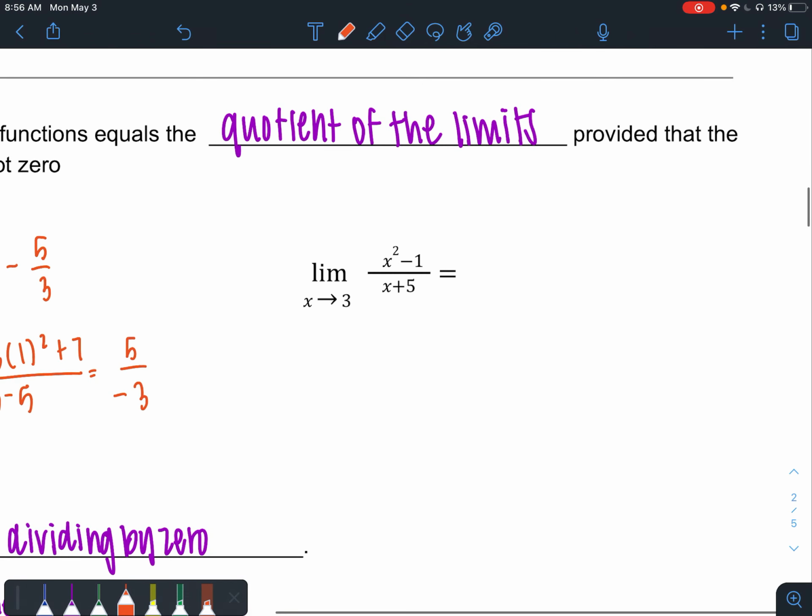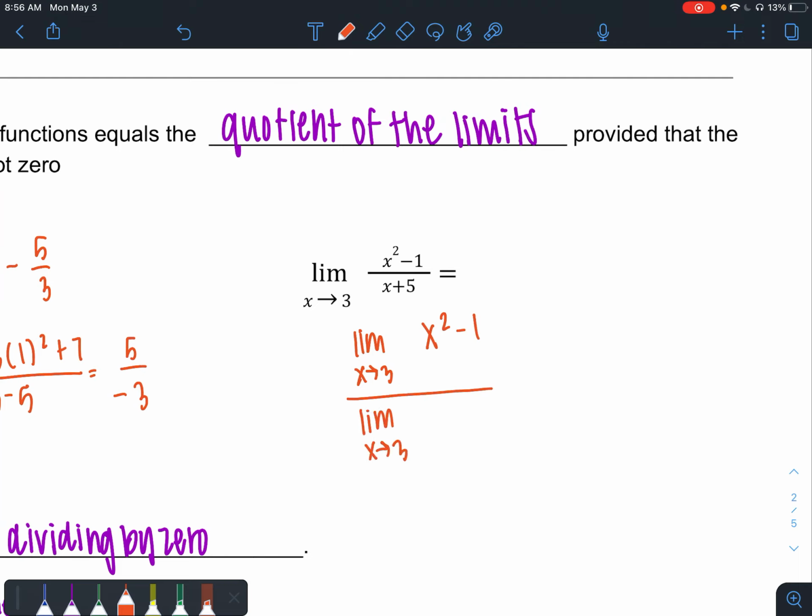Alright, so this next one, again, take the limit as x approaches 3 of x squared minus 1, over the limit as x approaches 3 of x plus 5. So it's just a plug and chug. We have 3 squared minus 1 over 3 plus 5. So that is 8 over 8, which is equal to 1. So the limit of that is 1.